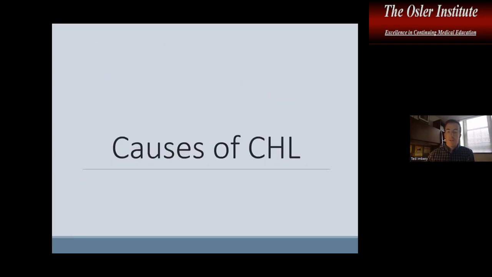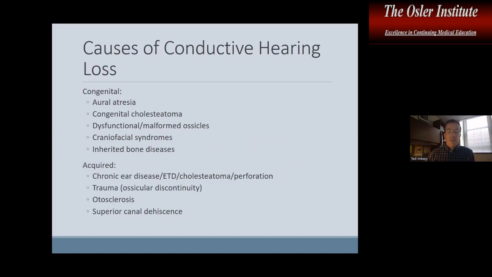So moving on to causes of conductive hearing loss, broadly we can think of this as divided into congenital as well as acquired causes. So congenital, some of the things that we'll touch on are aural atresia, congenital cholesteatoma, ossicular chain malformation. There are some associated craniofacial syndromes as well as diseases of bone metabolism. Acquired, probably the most important that we see clinically is chronic ear disease, eustachian tube dysfunction, cholesteatoma, perforation, trauma, otosclerosis, and canal dehiscence as well. We'll look at otosclerosis in particular at the end.